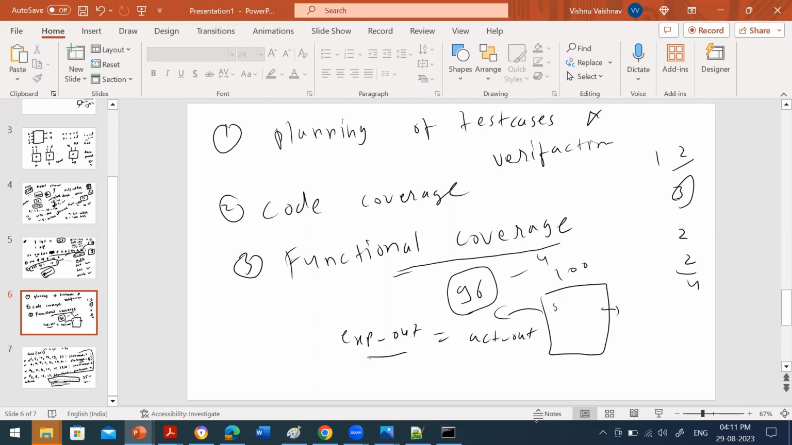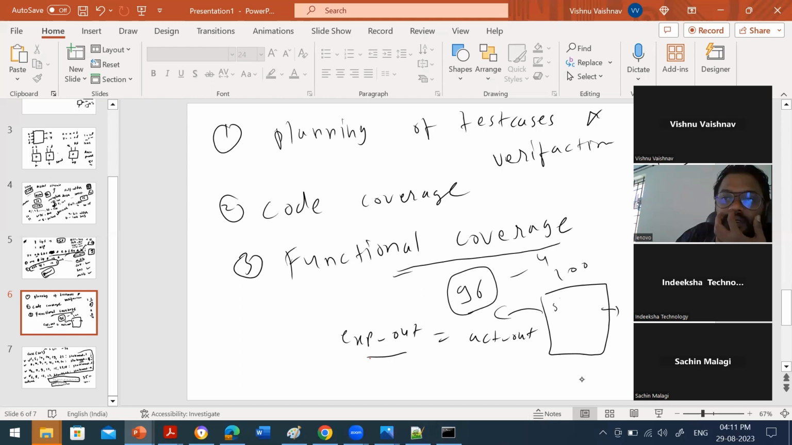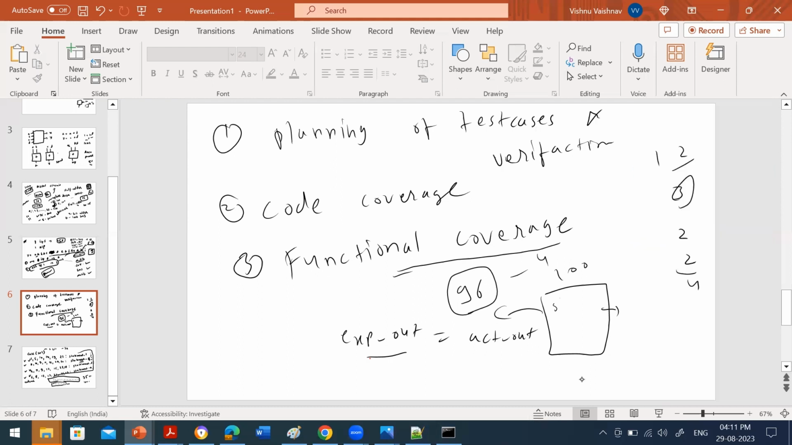That's true, actually. Sir, what is the difference between DFT and DV? Design for test, and design verification. DV is completely different here. When you talk about DV, DV is on software. So when you design RTL, after RTL you create the circuit, which is indirectly a netlist.